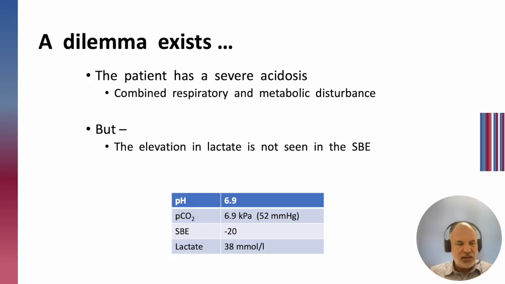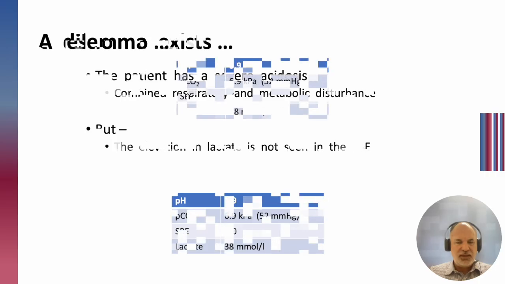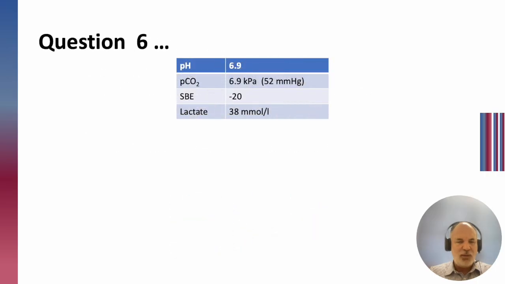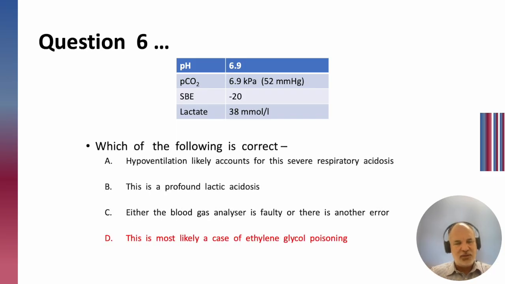So if we look at a lactate of 38, we'd have to accept that's elevated by at least 36 millimoles from normal. And if we elevate the lactate by 36 millimoles, we should see a reduction in the strong ion difference by 36 millimoles. And we'd expect to see a reduction in the base excess then by 36. But here it's only 20. And so this abnormality, or this incongruency, must attract our attention.